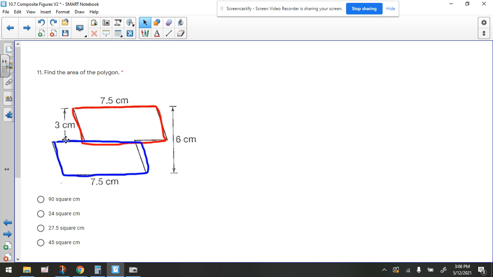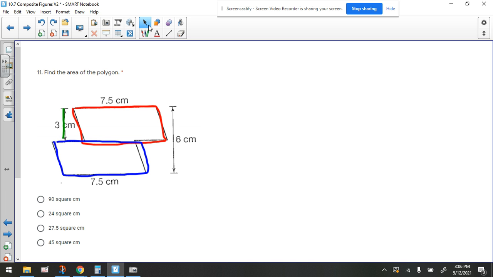We know because they're telling us that this is 3. This line is 3. And let me trace that and show you something about that line. So if that's 3, see, that's the height of the parallelogram. And that would also be the height of the blue parallelogram, because 3 plus 3 would be equal to 6. All right, so just want to point that out.